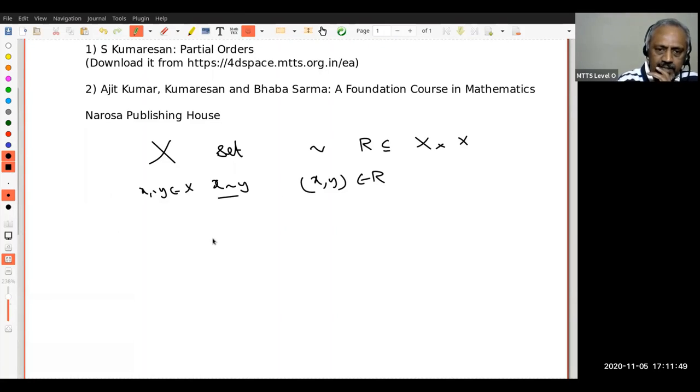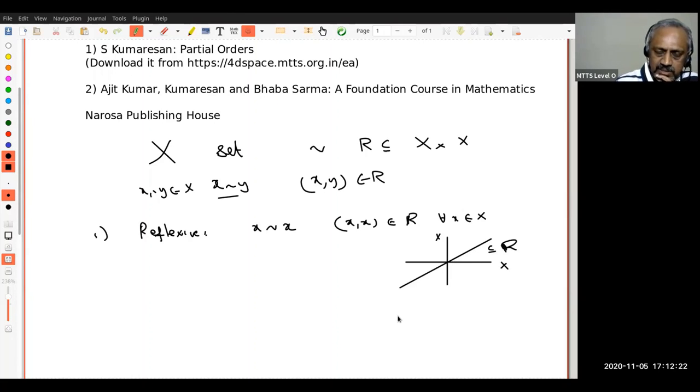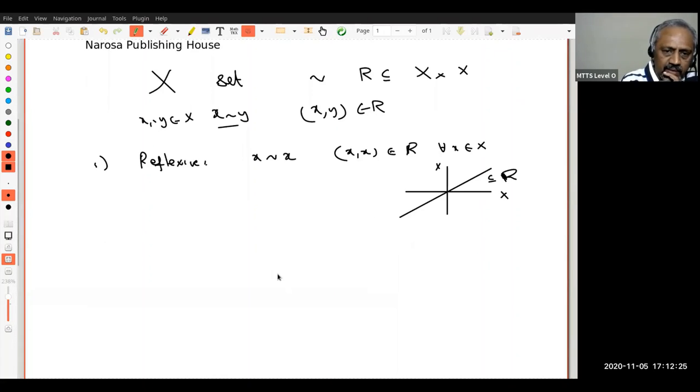A relation is said to be reflexive if x is related to x. What does that mean? That means (x, x) must be in R for every x in X. If you think of X cross X, this diagonal must be contained in your relation R, because these are the points (x, x). You understand that?